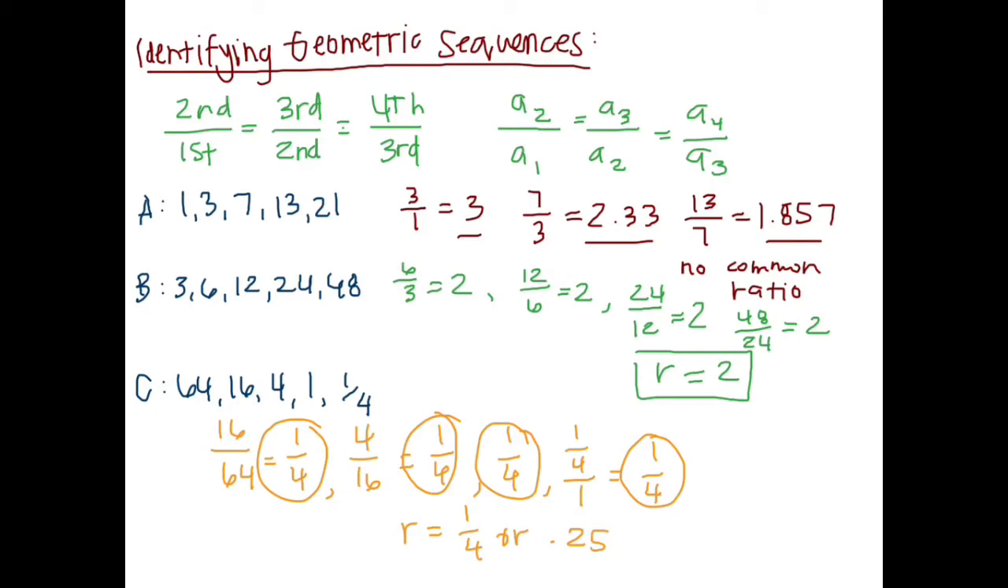So sequence A and sequence C are geometric sequences because we had a common ratio. Oh, sorry, I said that wrong. Sequence B and sequence C are geometric because they have a common ratio. We have the common ratio of 1/4, and then we have the common ratio of 2. Sequence A is not a geometric sequence because that ratio was not constant throughout the entire sequence.